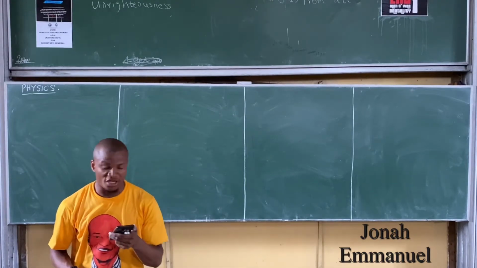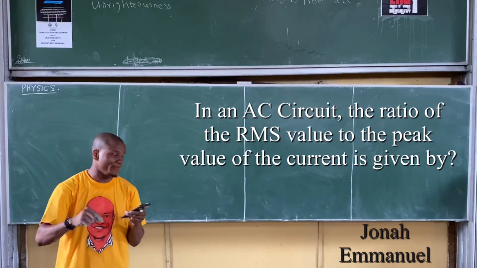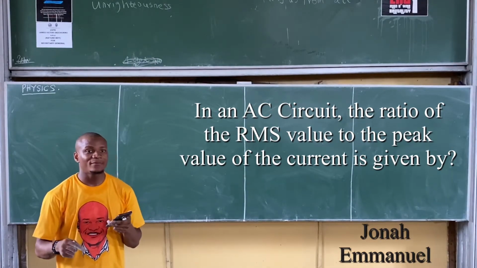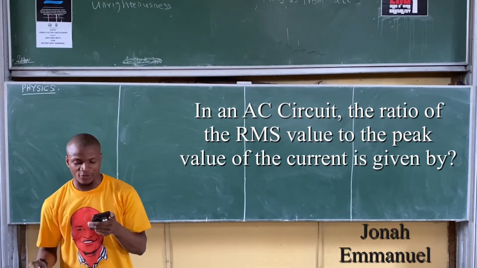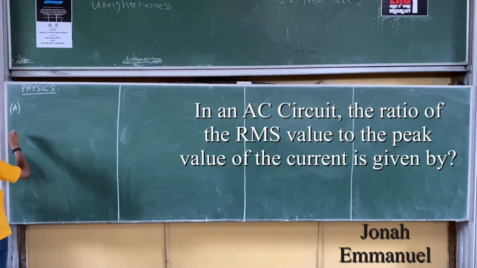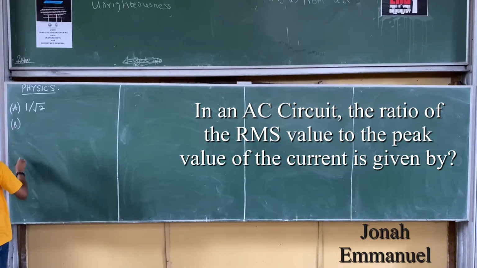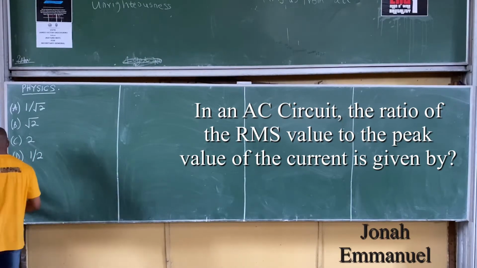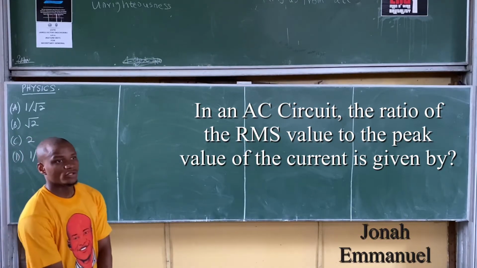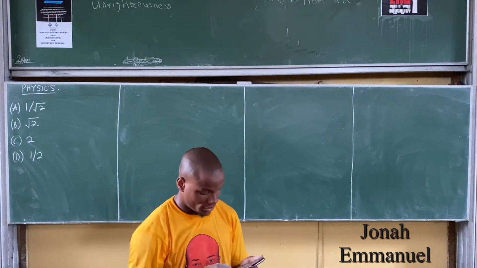Sample problems, question 1. In an AC circuit, the ratio of the RMS value to the peak value of current is given by dash. A, B, C, or D.